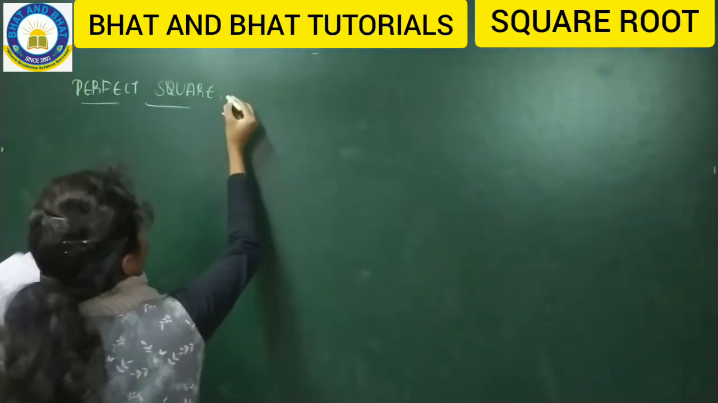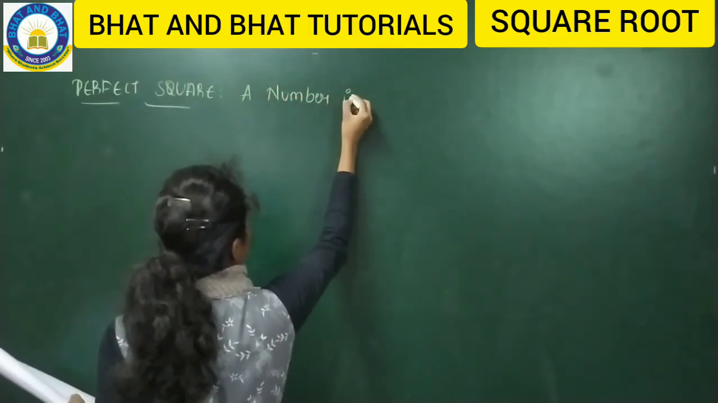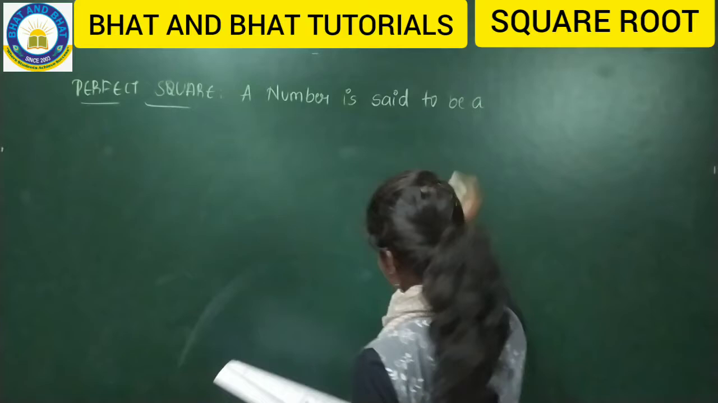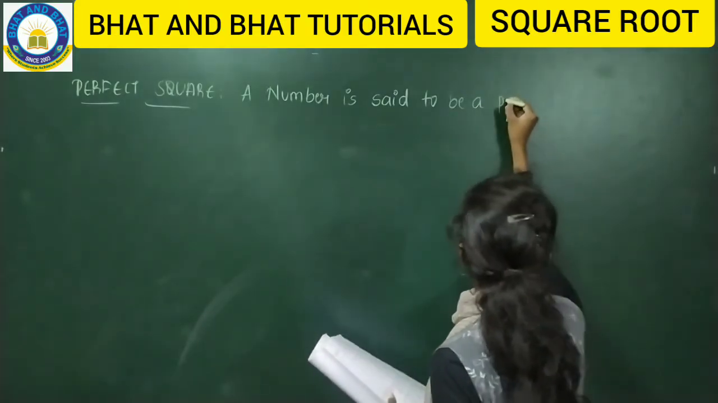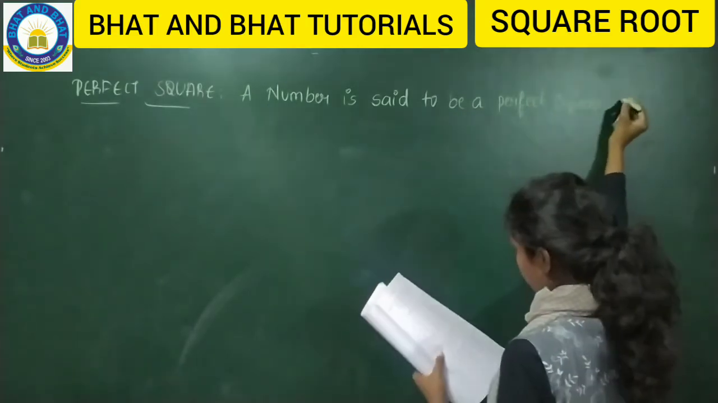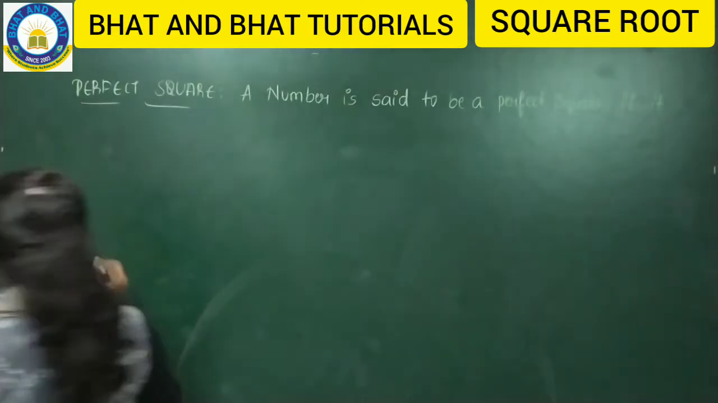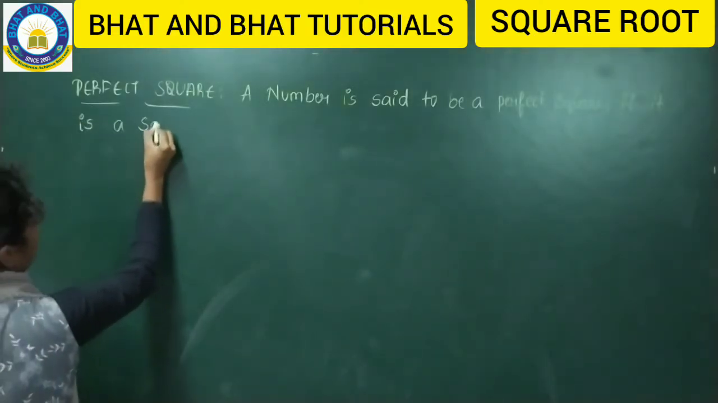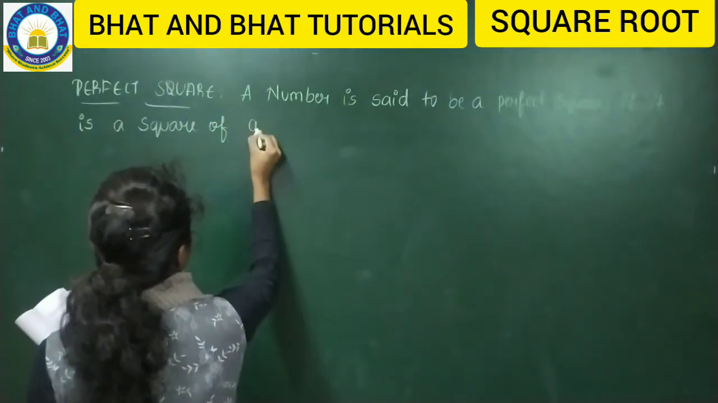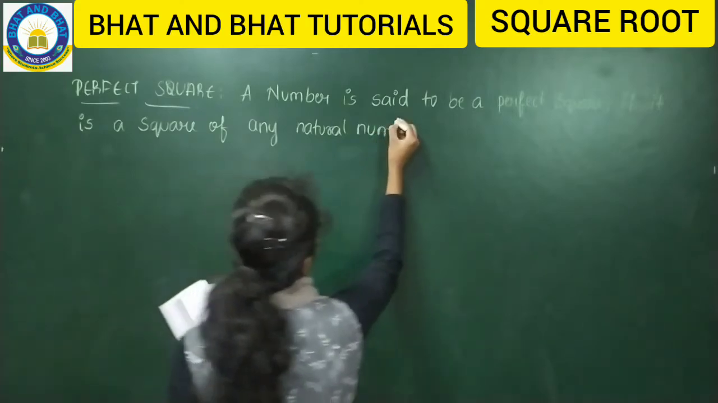A number is said to be a perfect square if it is a square of any natural number. Ma'am, what is this?